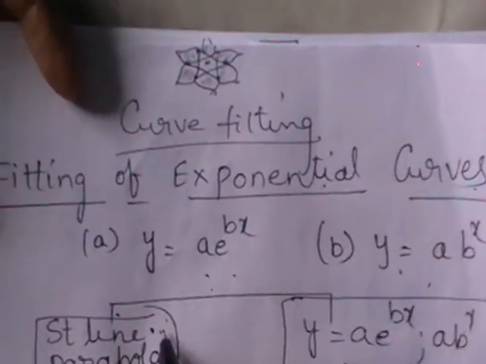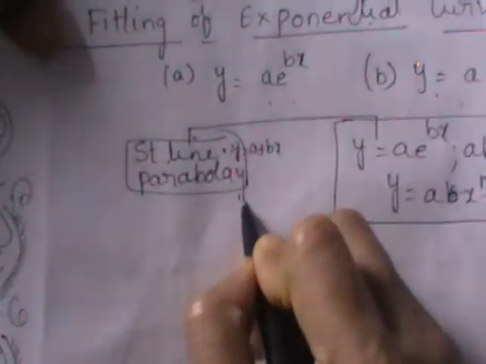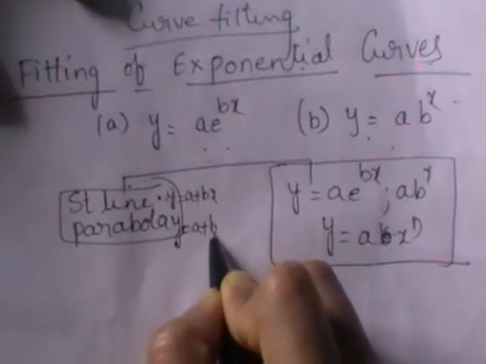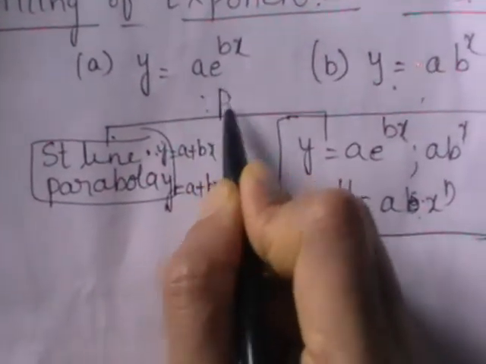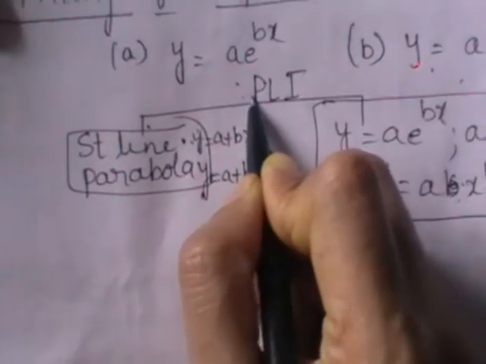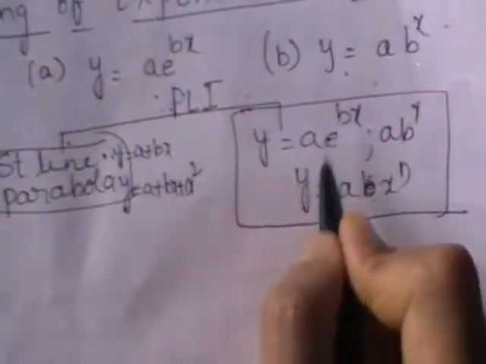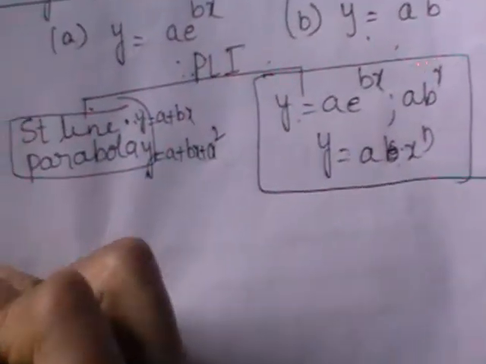So what is the form of the straight line? Y is equal to a plus bx. What is the form of the parabola? Y is equal to a plus bx plus cx square. Now we are using the common principle called PLI, principle of least squares. Now let us see how to fit this exponential curve.